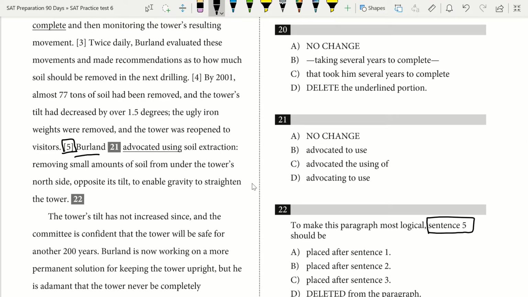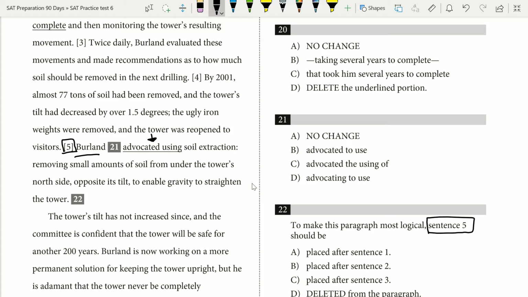I have Berland, and anytime I have a question within that first sentence that I have to read to place it, I go ahead and answer that question as I read the sentence. So I'll go ahead and do that. So we have: Berland advocated using soil extraction, removing small amounts of soil from under the tower's north side.